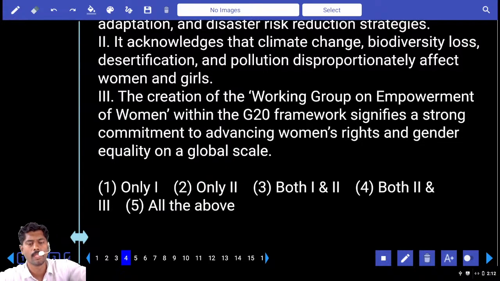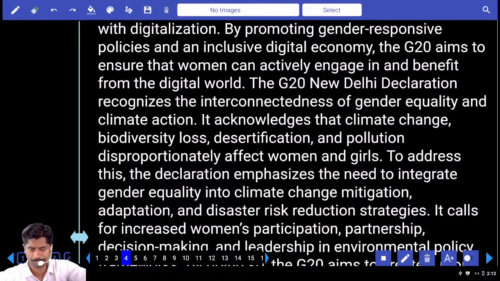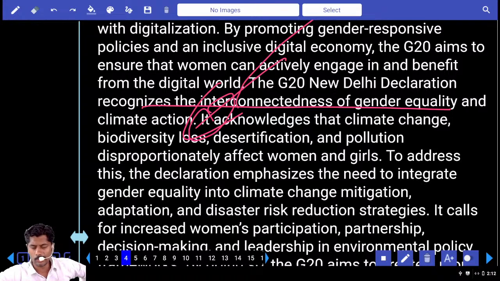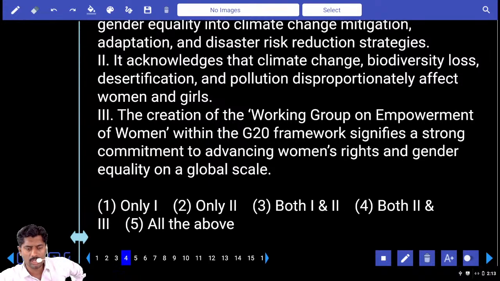Connectedness is given here only. G20 New Delhi Declaration recognizes the interconnectedness of gender equality and climate action. It means G20 only. It acknowledges the climate change, biodiversity loss, desertification and pollution disproportionately affect women and girls. To address this, the declaration emphasizes the need to integrate gender equality into climate change mitigation, and other things. And what is mentioned here, that creation of a working group on empowerment of women.